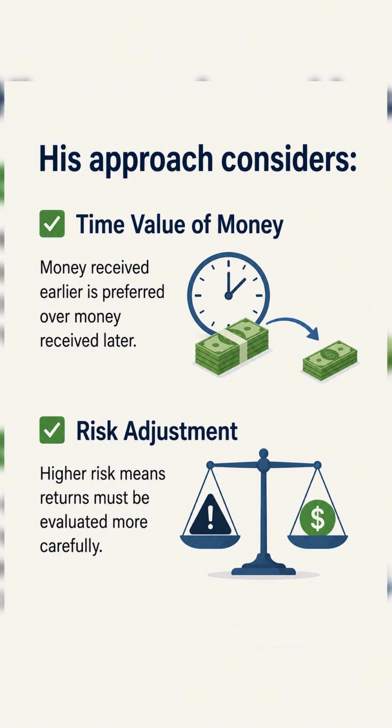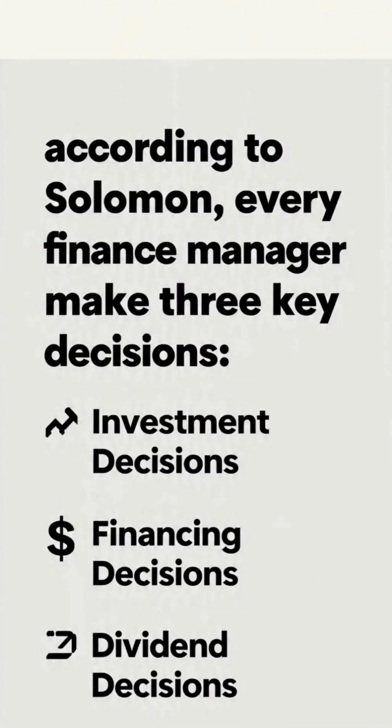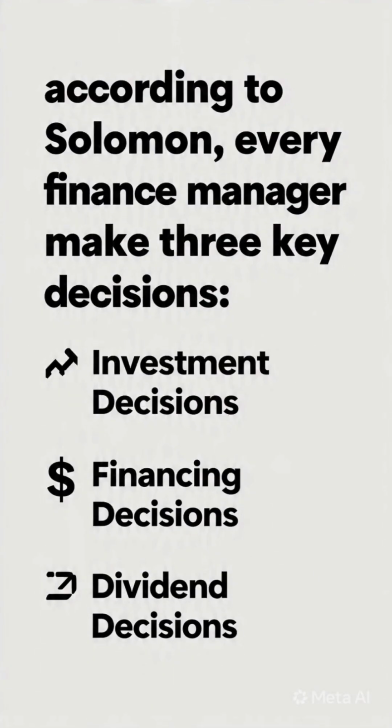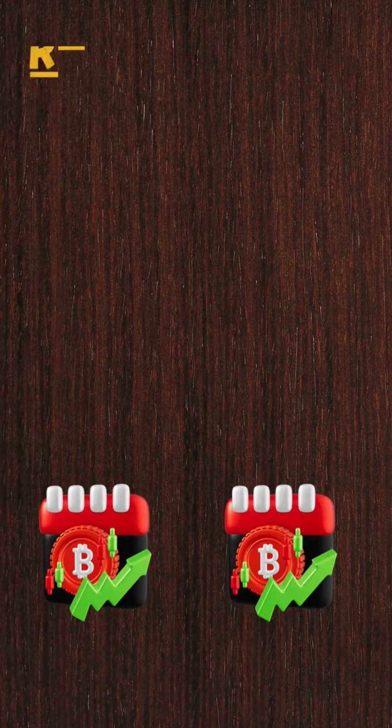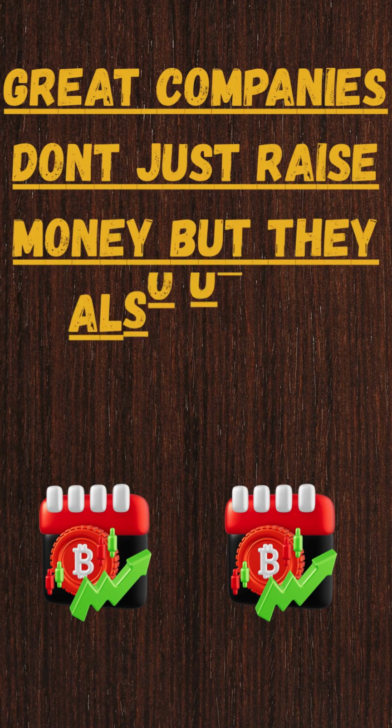Risk adjustment. Higher risk means returns must be evaluated more carefully. According to Solomon, every finance manager must make 3 key decisions: investment decisions, financing decisions, dividend decisions. So the conclusion is, great companies don't just raise money, they use it wisely.